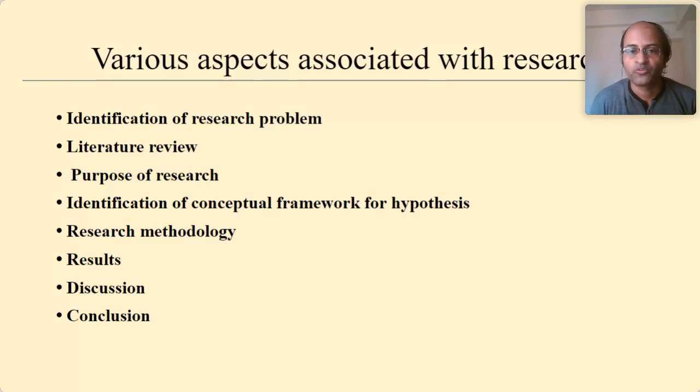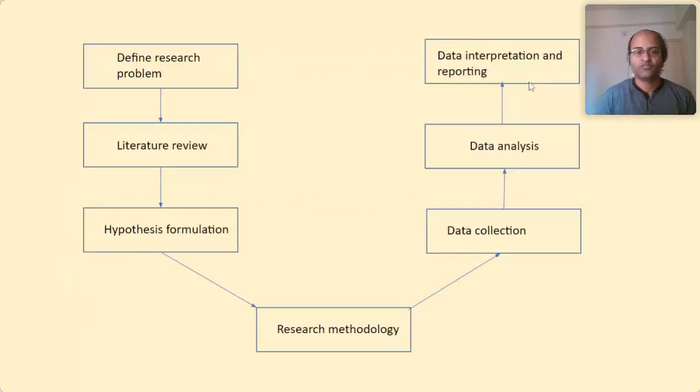Now, coming to this, this is a flow chart which has been put here, where we are trying to explain the aspects associated. So we first define the research problem. Once we define the research problem and identify the topic of the research, we go ahead and do the literature review. Once we have the literature review, the whole literature review is summarized, and based on that summary, we frame a hypothesis.